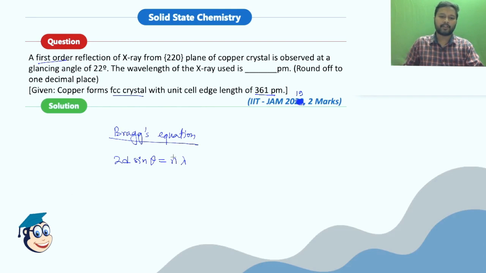So the values are already given. Let's put them up and calculate. It becomes 2d sine theta is equal to lambda, because I'm putting n equal to 1. The next step, I just have to calculate lambda. So lambda will be 2 into the value of d for the cubic system. Since it is a face-centered cubic system, your value of d is nothing but a upon under root h square plus k square plus l square, where h, k, and l are the Miller indices of the plane, which is already given to you, into sine 22 degrees.